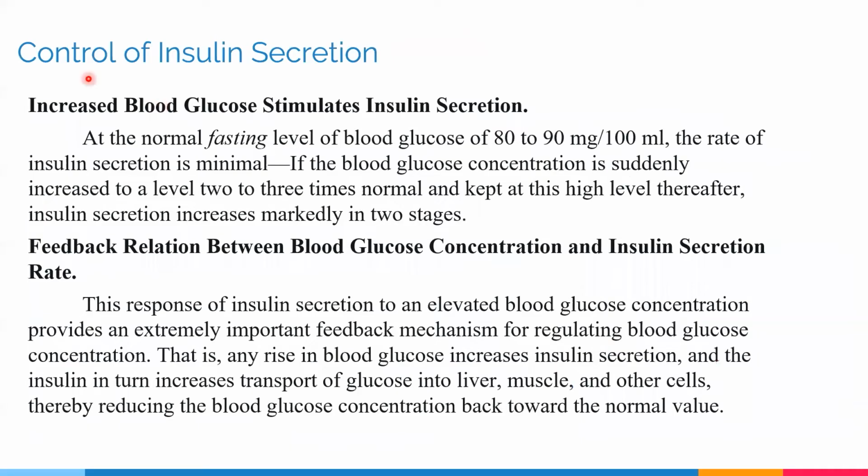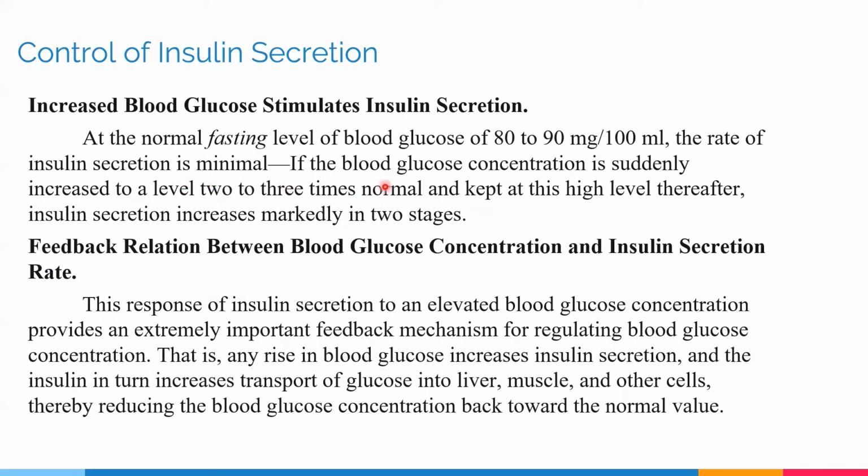Next, let us look into control of insulin secretion. Increased blood glucose stimulates insulin secretion. At the normal fasting level of blood glucose of 80 to 90 milligrams per 100 ml, the rate of insulin secretion is minimal.